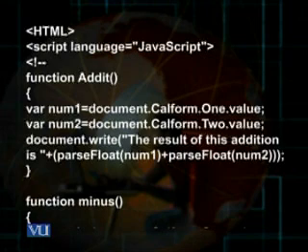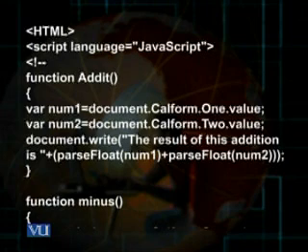I use document.write, and in document.write I write the string within the double quotation marks: "The result of this addition is". You remember, whatever information we want to print as it is, we enclose that text within double quotation marks, and that is called a string. Then I use the plus sign. This plus sign is used in JavaScript to join or concatenate certain information.